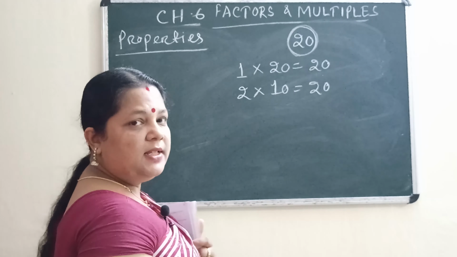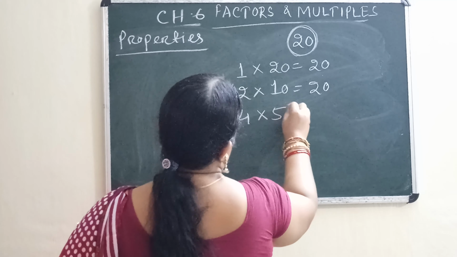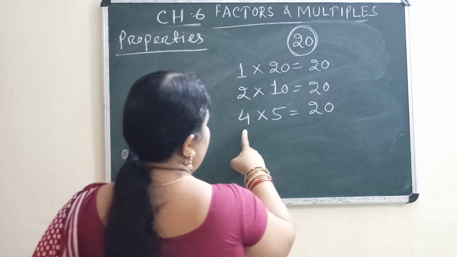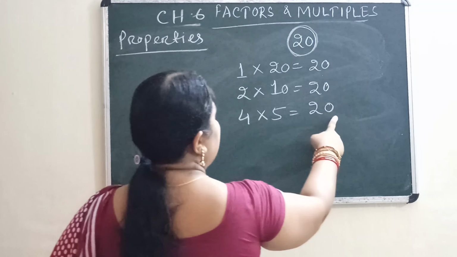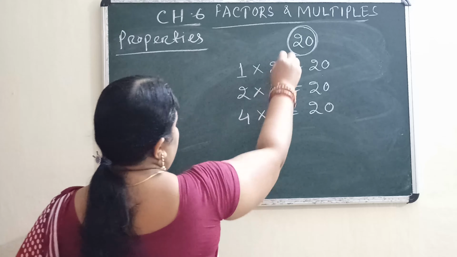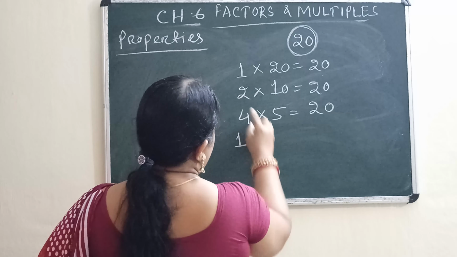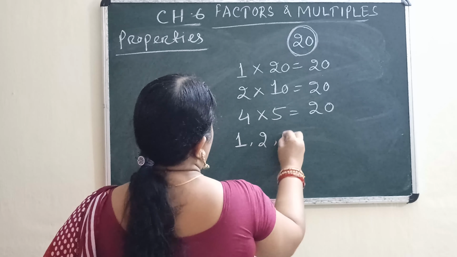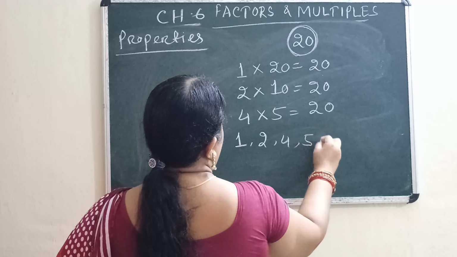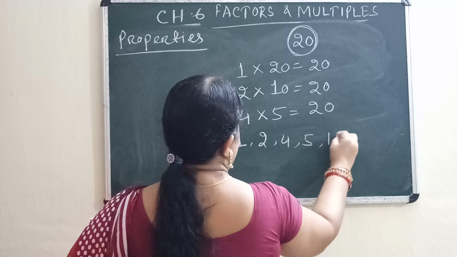Then come to 4. 4 into 5 equals 20. That means 4 5s are 20, 5 4s are also 20. Okay. Then any more? No. So from this we can say that 1, 2, 4, 5, 10 and 20, all these are factors of 20.